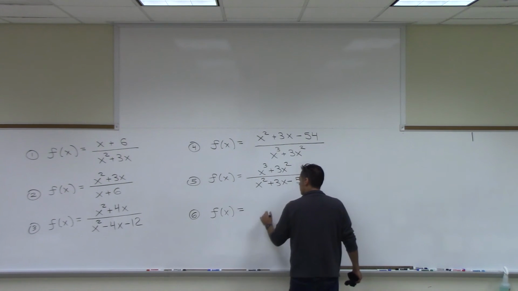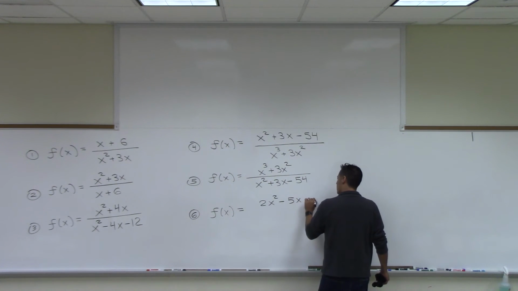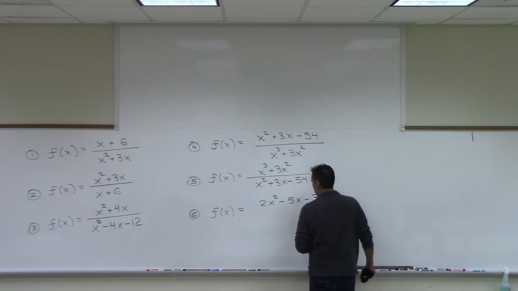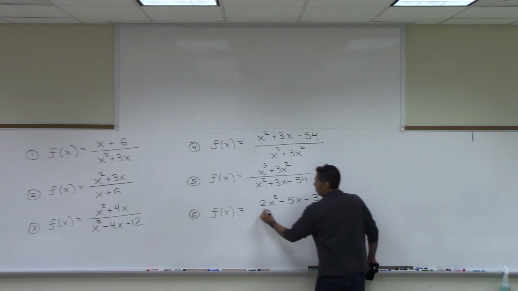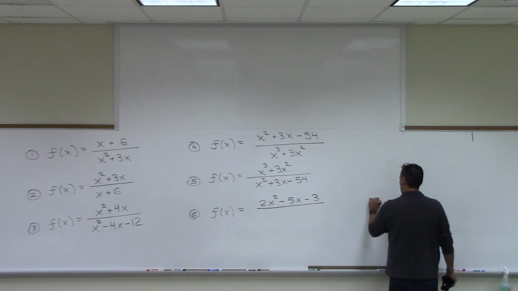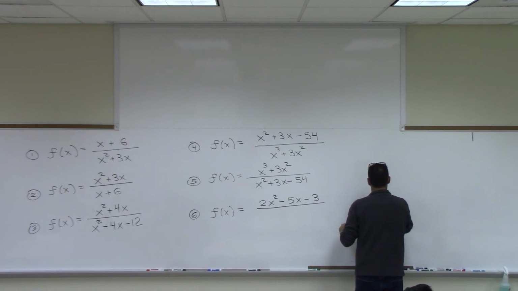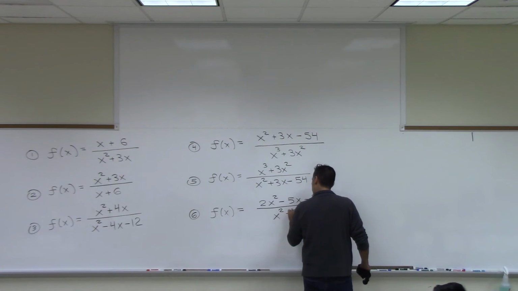And then the 6th one, let's go with 2x squared minus 5x minus 3 over, let me see here, 2x. I have to make sure this works. I don't want to send you with something that won't work. Where do I want it? x minus 1. There.